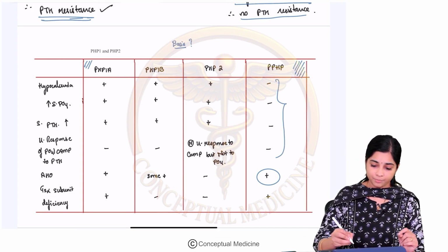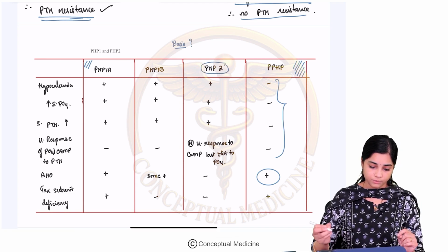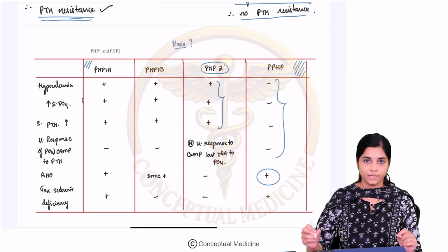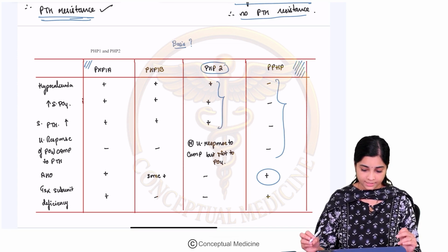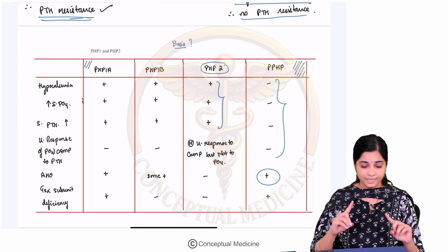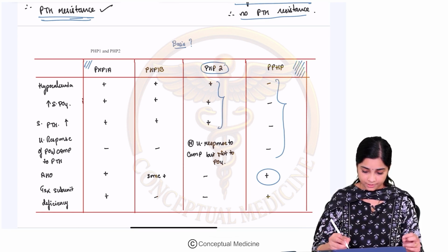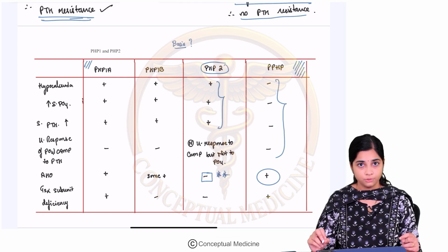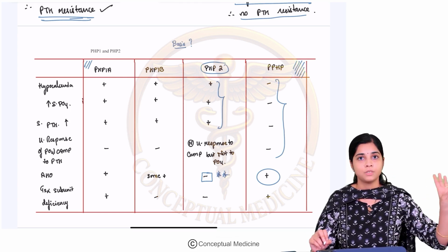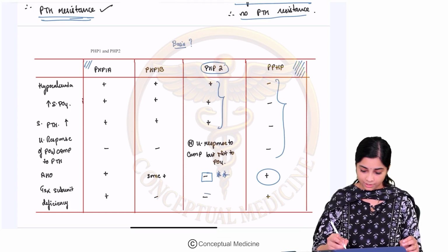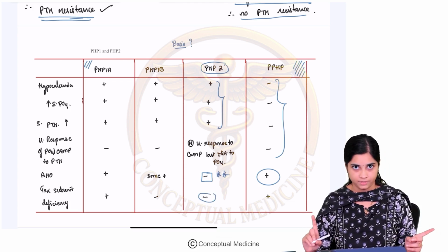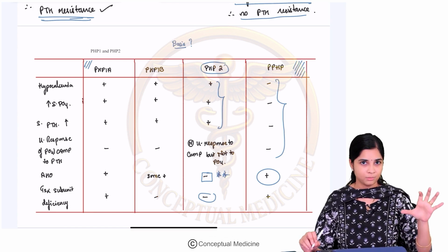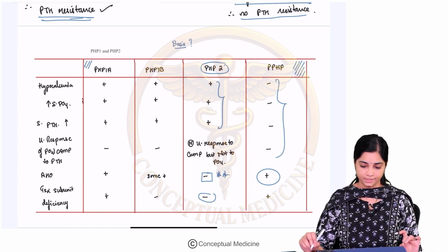Now, pseudo-hypoparathyroidism type 2, how is it different? So they also have these biochemical abnormalities, but what is the slight difference? Very importantly, they do not have the AHO phenotype. They do not have the AHO phenotype because the problem is not at the level of the bone. They do not have a GS alpha subunit deficiency. So there is no problem at the level of the bone. It's not a problem with the GS alpha subunit inheritance.